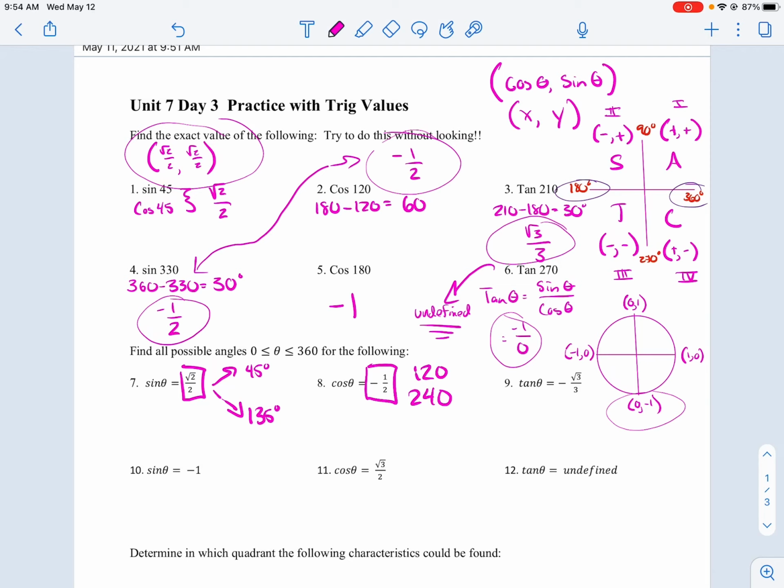Okay, number 9. We have to think about when we have a tangent value of square root 3 over 3. Don't look too hard, look up to number 3 there. That's 30 degrees, so we're referencing 30 degrees here. And when is our tangent value negative? That's in the second and fourth quadrant. So what's the angle associated with 30 degrees in the second quadrant? That's 150. And in the fourth quadrant, it is 330.